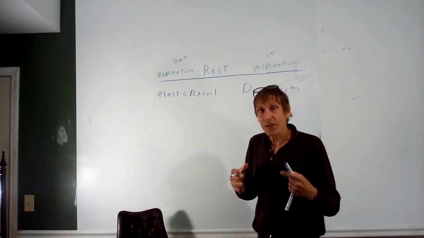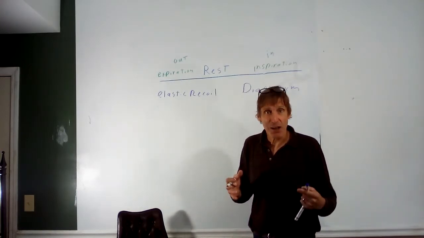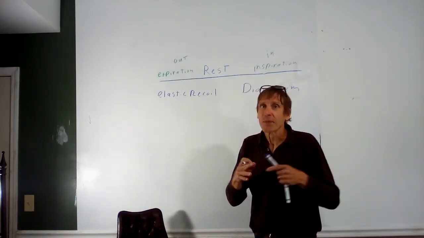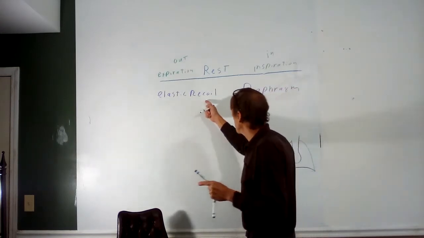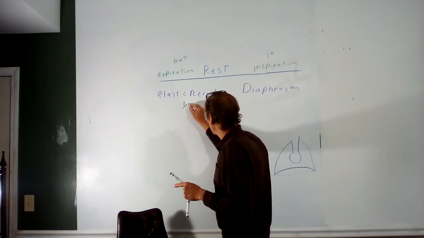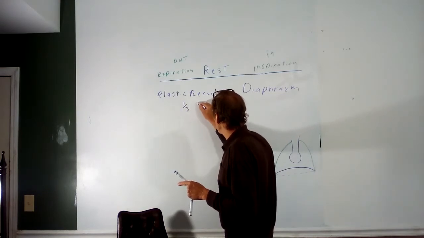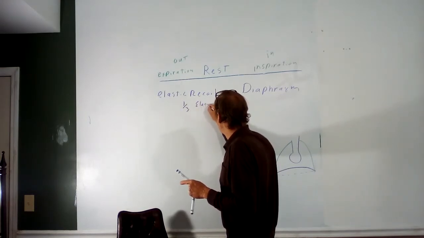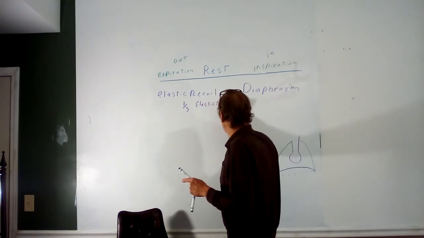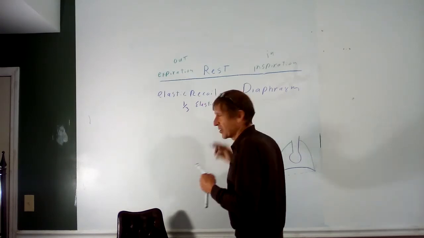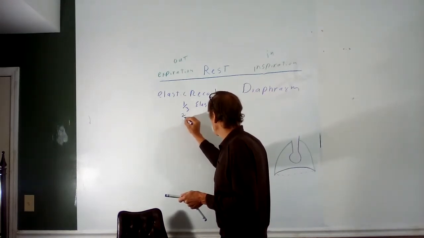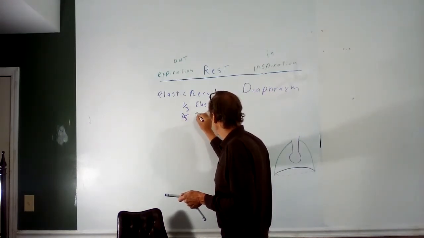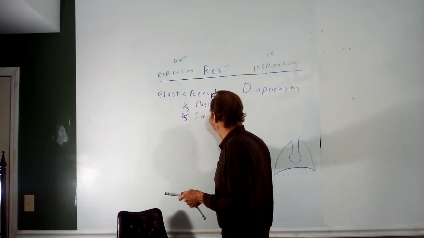Another component of elastic recoil is surface tension. Remember that fluid in the alveoli? The surfactant reduces the surface tension. It doesn't eliminate it. So for elastic recoil, about 1/3 of the force is due to elastic components in the chest and the lungs itself. A good chunk of it, about 2/3, is due to surface tension.